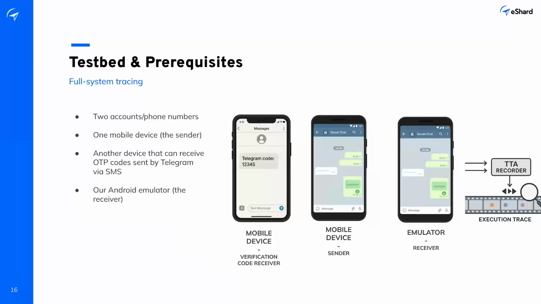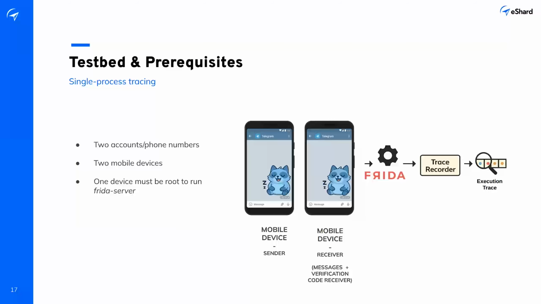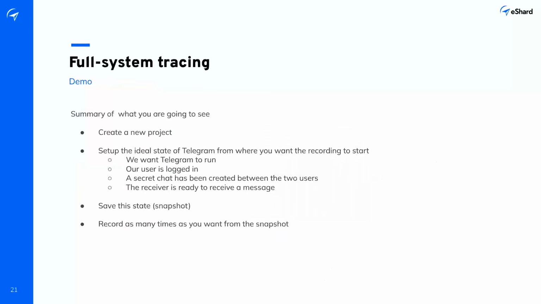The thing is that sometimes Telegram will require you to provide OTP codes that are sent to you. And on the emulator, there's no SIM cards or eSIM. So instead, we have a third device that comes with a SIM card or an eSIM that just aims at receiving the OTP codes. For the second and third case, we are going to need two actual devices and thus two phone numbers. One device must be rooted so that you can run Frida server, and that's it. We can now move on to the first demo.